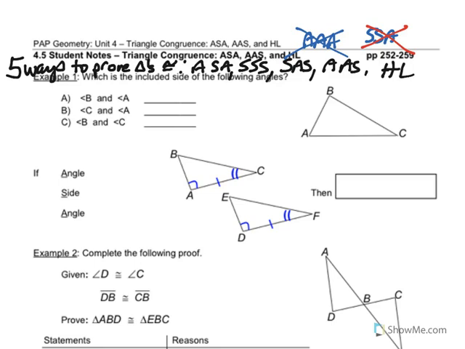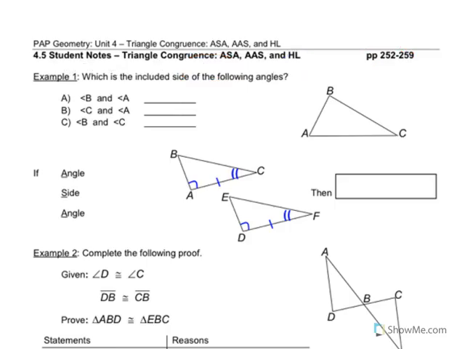And we have already discussed 2 of them, and we have remaining today angle, side, angle, angle, angle, side, and hypotenuse leg. Okay, so before we talk specifically about angle, side, angle, we want to write down a definition of an included side.